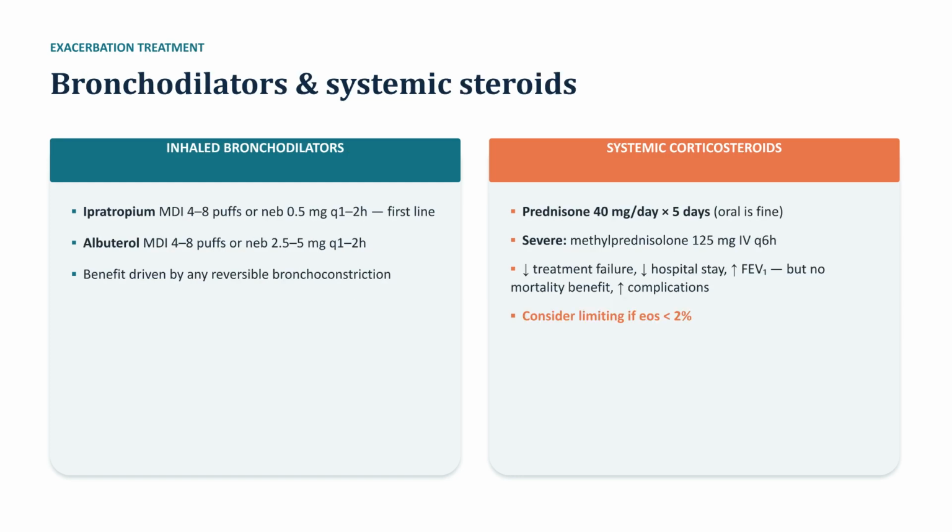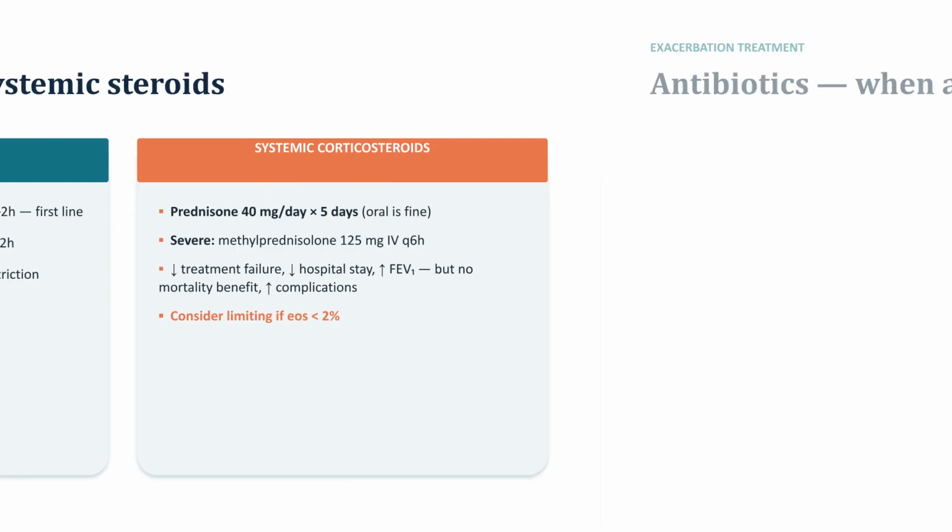Treatment pillars include inhaled bronchodilators and systemic steroids. Use ipratropium and albuterol every 1 to 2 hours to address reversible bronchoconstriction. For steroids, 40 milligrams of prednisone daily for 5 days is standard. They improve recovery but carry complications, so consider limiting them if eosinophils are low.